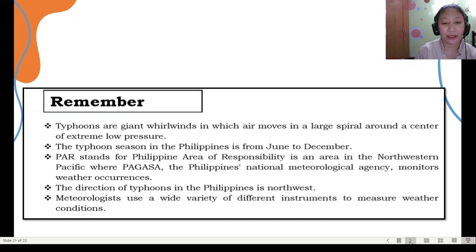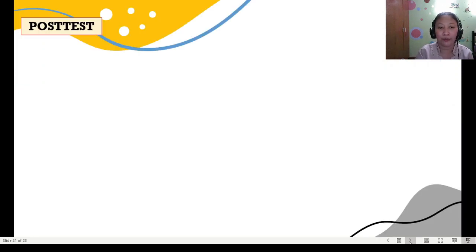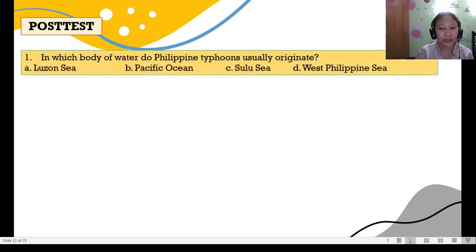Meteorologists use a wide variety of different instruments to measure weather conditions. So, yan yung mga ginagamit ng mga taga-PAG-ASA para matrack nila yung bagyo. Now, let's proceed to post-test.